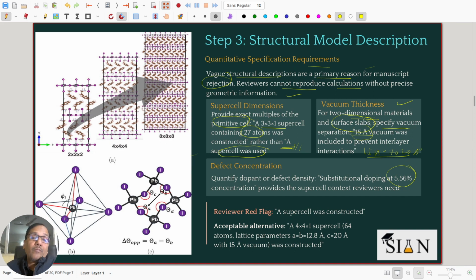Now, a red flag for the reviewer is this type of sentence: a supercell was constructed. Just writing a single-line statement is not a good writing style, so avoid this type of thing. An acceptable alternative is to mention a 4 cross 4 cross 1 supercell with a total number of atoms 64, lattice parameters a, b, and c equal to 20 angstrom, out of which 15 angstrom is the vacuum that was created.